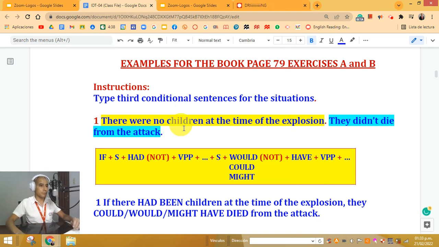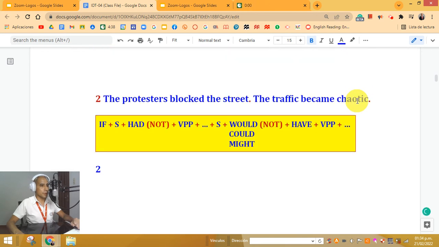Okay, perfect. So in this case, since yellow stands for the if conditional, I'm going to use this color in order to highlight had been. And in order to highlight the most important information of the result clause, which would be could, would, might have died, I'm going to use light blue. Remember that that color represents the result clause. Okay, perfect. I have done number one. Now we are going to continue with number two.